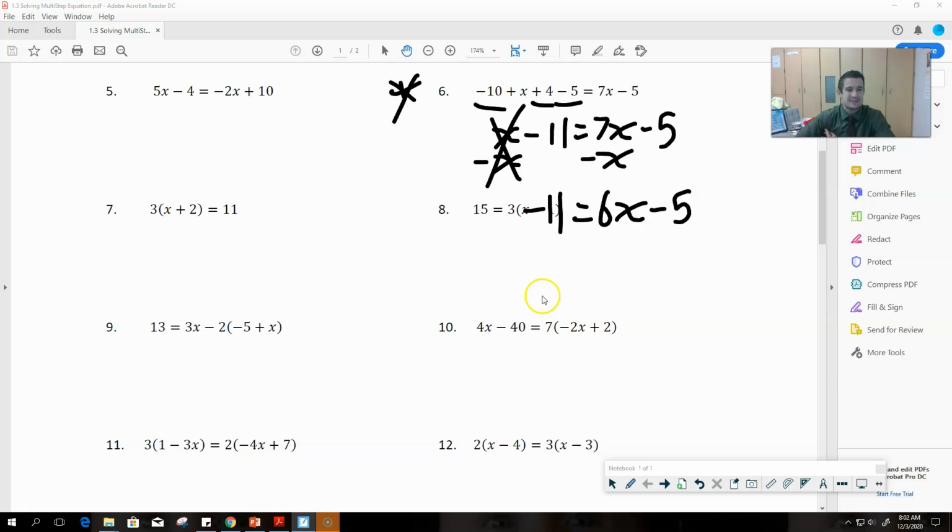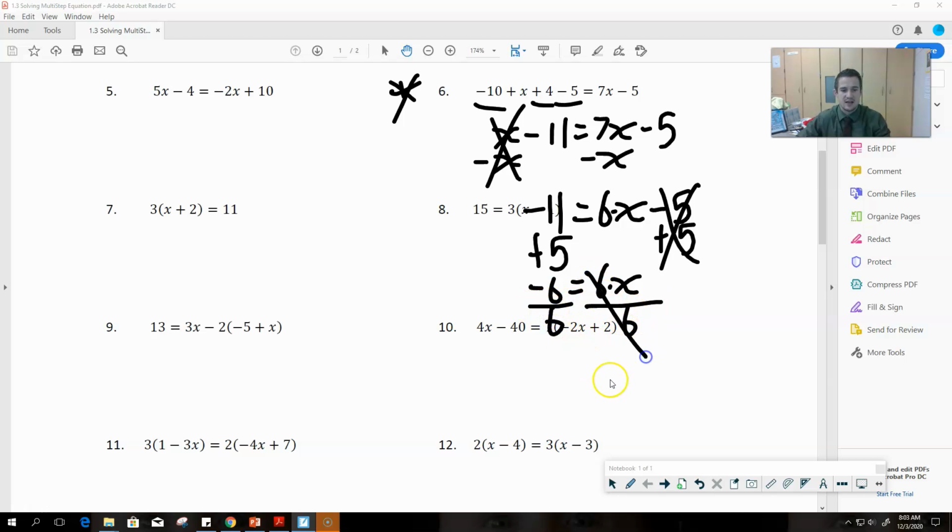Now I need to get x by itself by doing the reverse order of operations. So I'm going to take care of my addition and subtraction. So right here I have 6 times x minus 5. So I'm going to undo that minus with a plus. Add 5 on both sides. I get negative 6 equals 6x. Now I have 6 times x. I undo multiplying by dividing. So I'm going to divide 6 on both sides and get x equals negative 6 divided by 6 is negative 1. So I get x equals negative 1.